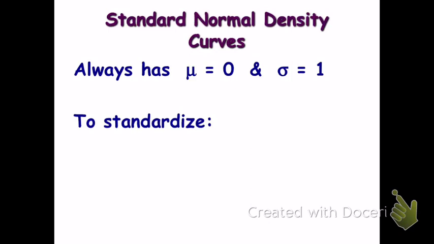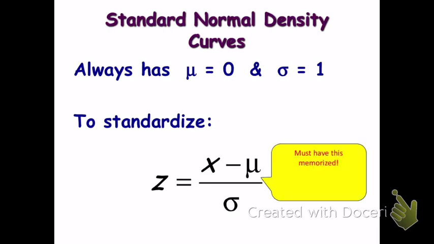Standard normal curves always have a mean of 0, a standard deviation of 1. To standardize, you have to use the z-score formula. So this is what I mean by, if you want to use the table, you've got to do 2 steps. You've got to standardize it first, then you've got to go to the table. That's why sometimes I prefer using the calculator, because you don't have to necessarily standardize it first.